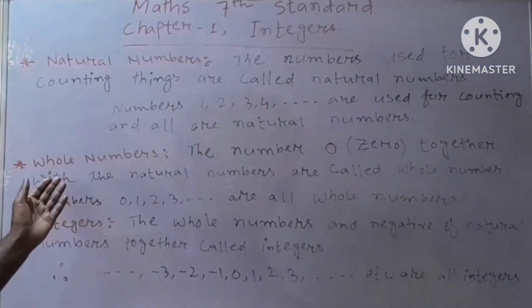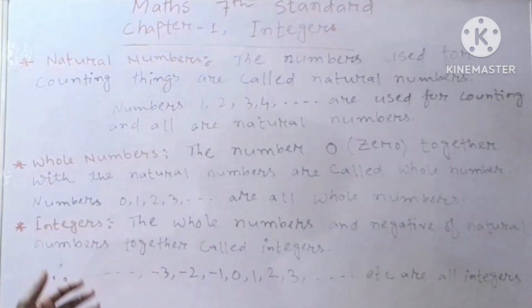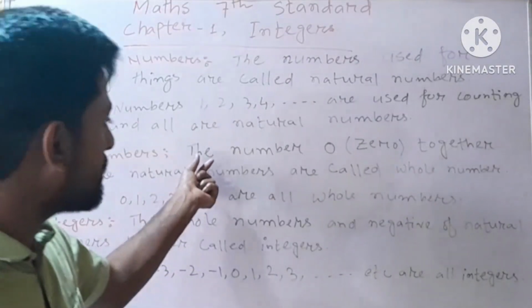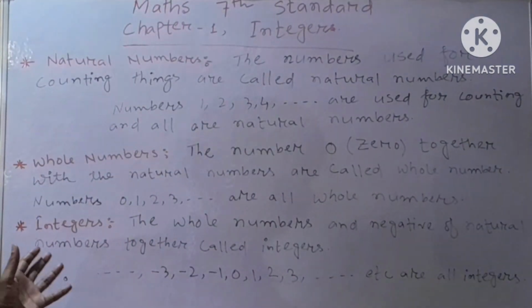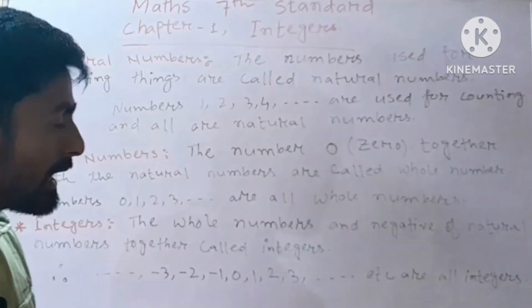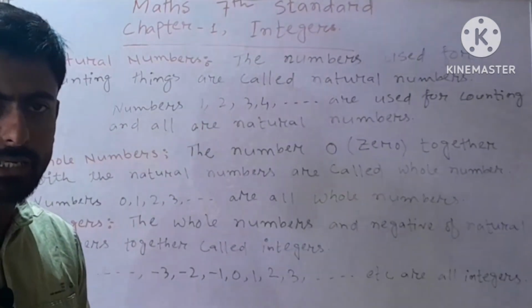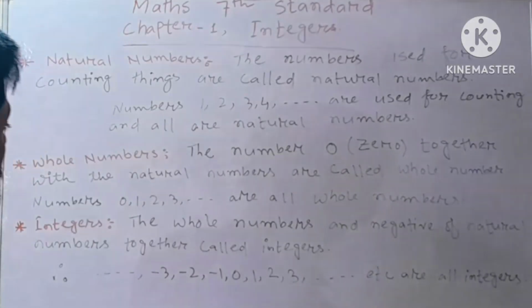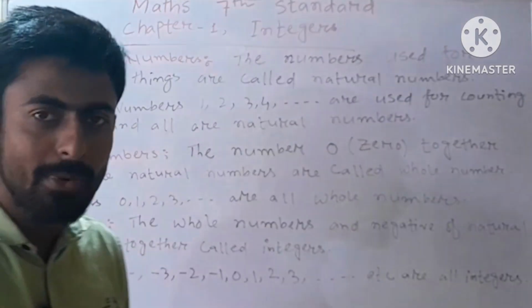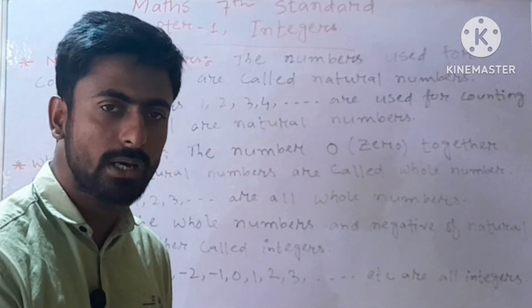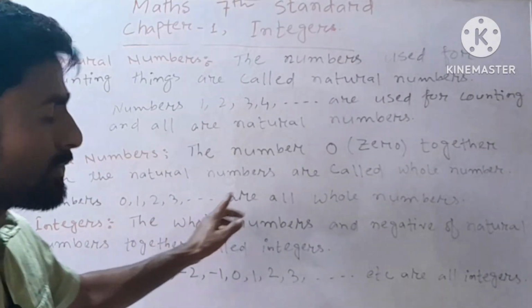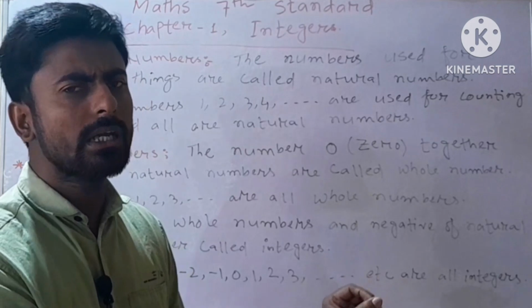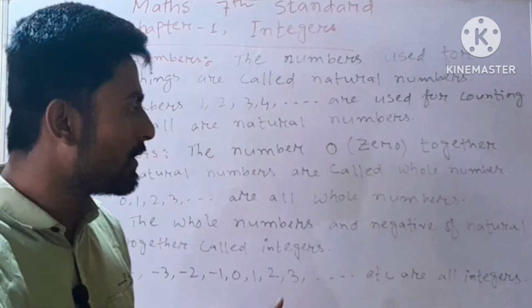Next, our number is whole number. What is whole number? Here the definition is given. The number 0 together with the natural numbers are called whole numbers. That is, the combination of 0 and natural numbers is called whole numbers. So the whole numbers are 0, 1, 2, 3, 4, 5, ... up to infinity. These are all whole numbers.